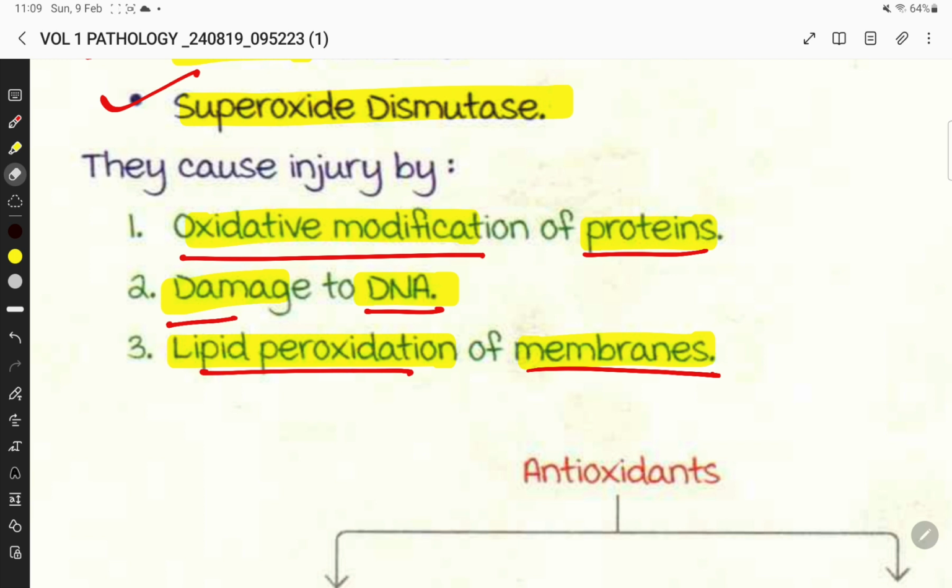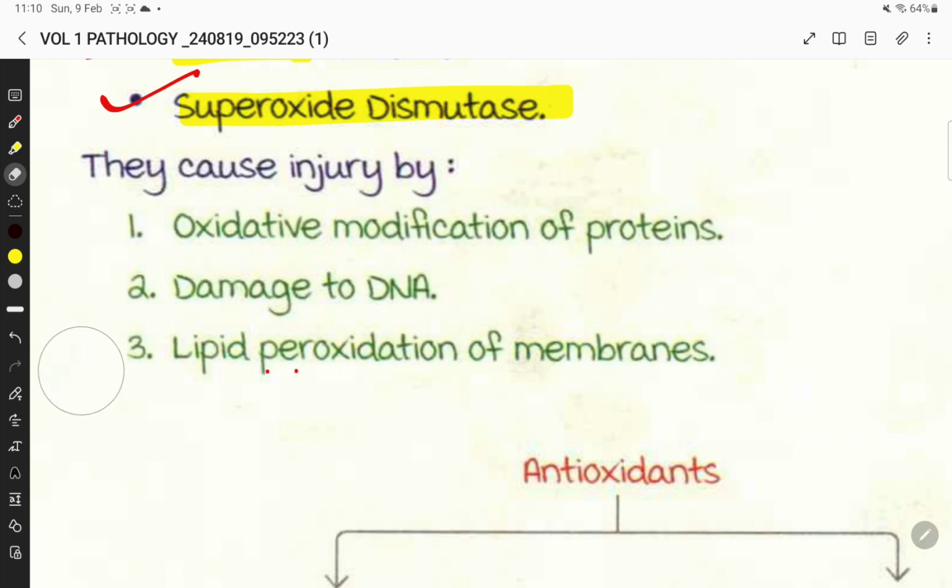They cause injury by oxidative modification of proteins, damage to DNA, and lipid peroxidation of membrane.